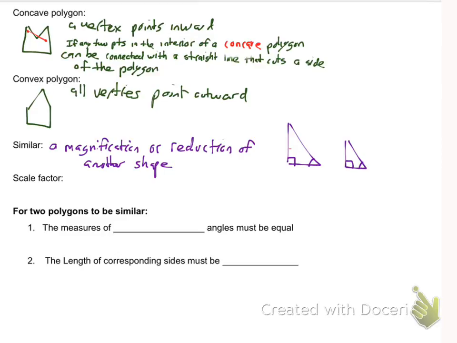Okay, now, saying that it's just a magnification or reduction of another shape, that magnification or reduction is called the scale factor. And then that is what I'm going to call the ratio between corresponding sides of similar figures.